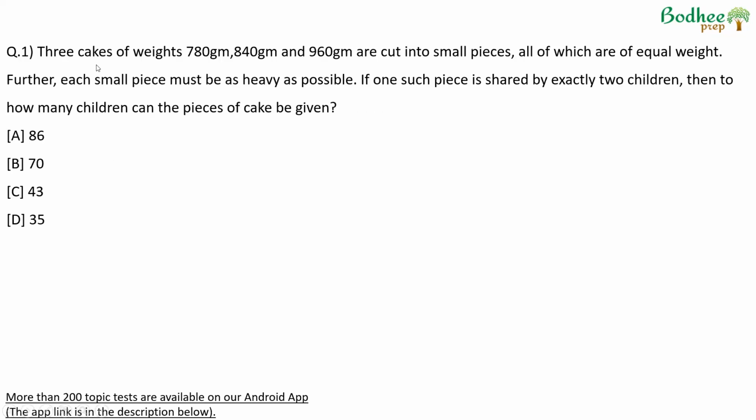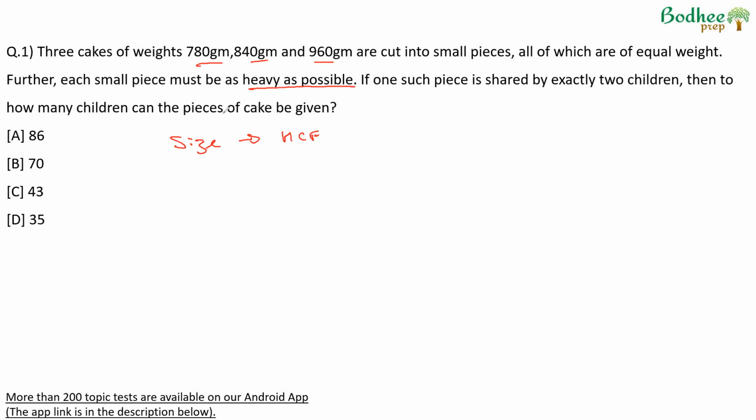If we look at the questions, question number 1 says 3 cakes of weight 780 grams, 840 grams, 960 grams are cut into small pieces, all of which are of equal weight. So each piece has to be such that it divides these three numbers. Each small piece must be as heavy as possible. So the size of each piece will be the HCF of these three numbers, so that it divides all three and is as high as possible.